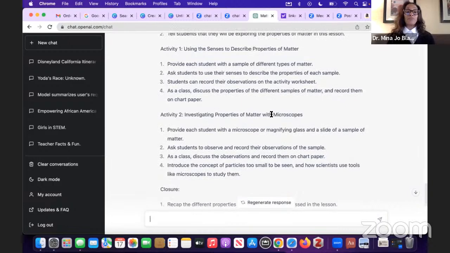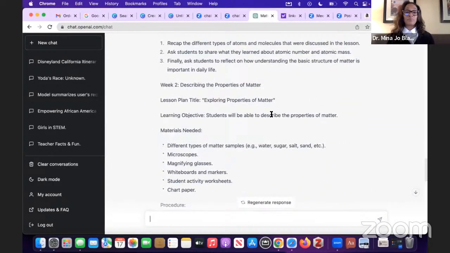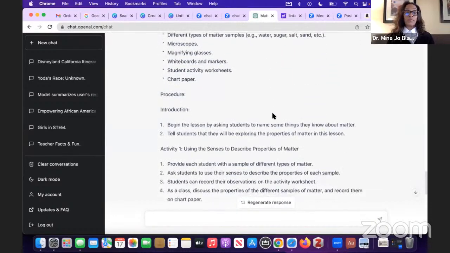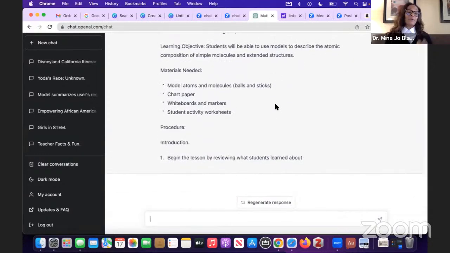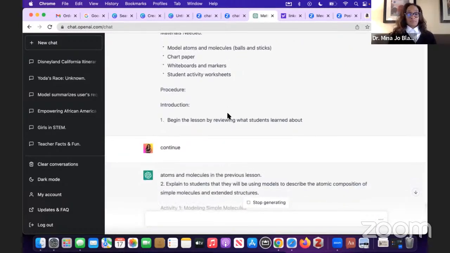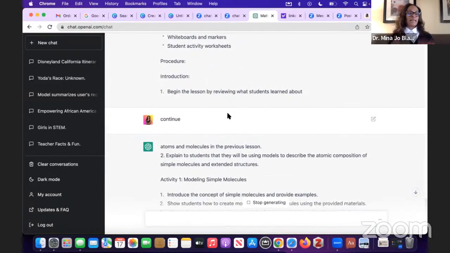It gives you week 1, and then it gives you week 2, and a bunch of things to do. It goes on to week 3, and I would even ask it to probably give me more. And if you're looking at it online, it says begin the lesson by reviewing what students learned about. It stopped, so I'm going to say continue. And it did. Sometimes it stops when I go up and down and I'm scrolling. So it continued. It literally kept going where it left off.